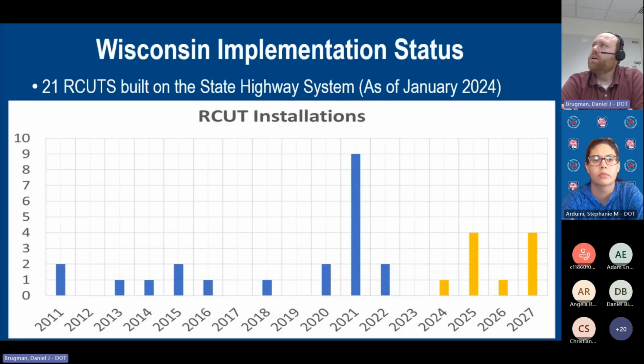Wisconsin's implementation of RCUTs: we've been building RCUTs since 2011 on the state highway system. There have been 21 built as of the conclusion of the construction season last year. They're primarily being built to address the history of crashes, but the department has built several proactively in larger improvement projects that expanded roadways from undivided to divided facilities. They're primarily located on a couple different expressway corridors, and we have 10 planned in the next 4 to 5 years.